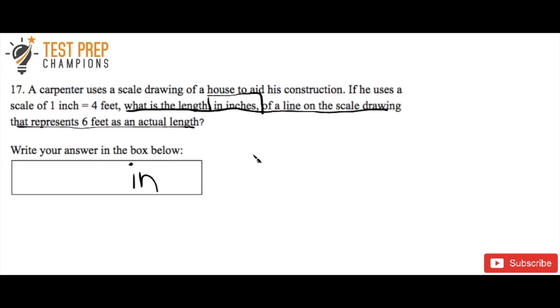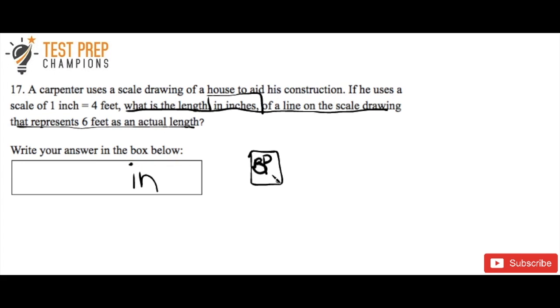Well, let me draw this out here. So let's say that this guy is making a house, right? He's a carpenter. And so let's say that this is like his little blueprint here. So let me just call this BP. And no, I'm not talking about BP like the oil company.